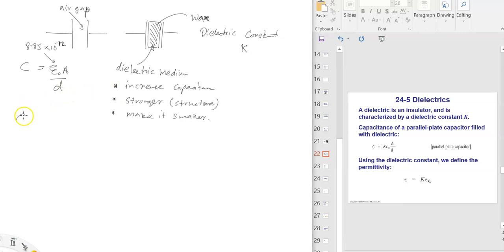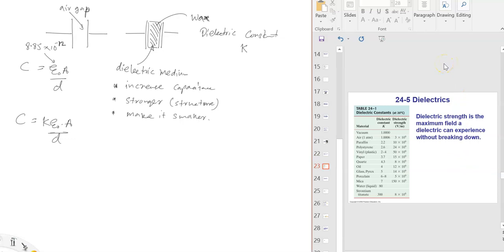So the equation changes. C equals K times epsilon times A over D. All you have to do is find the K number from a table and multiply it with the permittivity of air. So let's look at some examples. So look for the middle column. Vacuum and air has the K number of 1. So that means our original equation, epsilon being multiplied by 1, means still the same number.